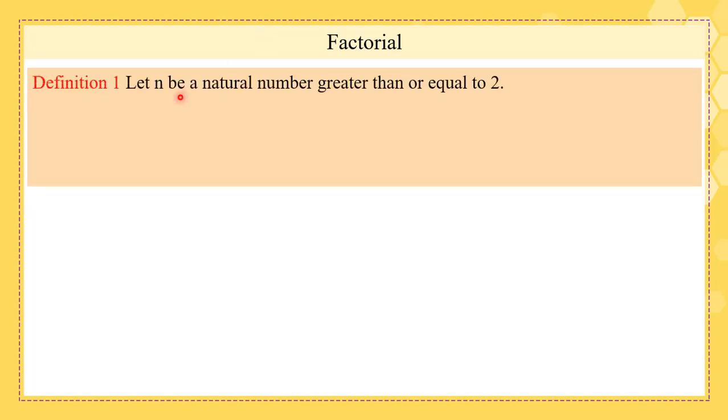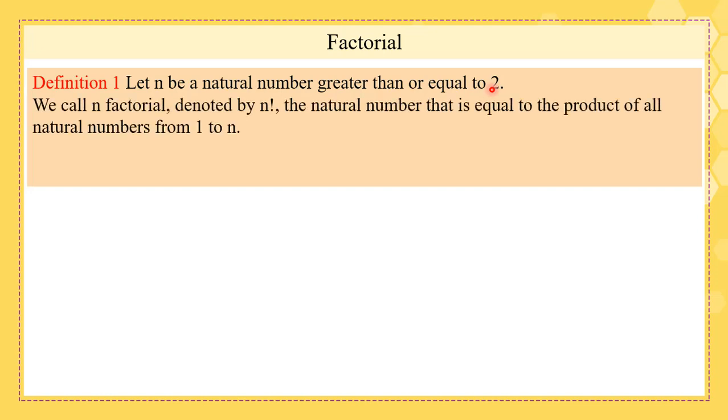The first point we're going to talk about is the factorial. N is a natural number which is greater than or equal to 2. We call n factorial, and it's denoted by n with an exclamation mark, the natural number that is equal to the product of all natural numbers from 1 to n.